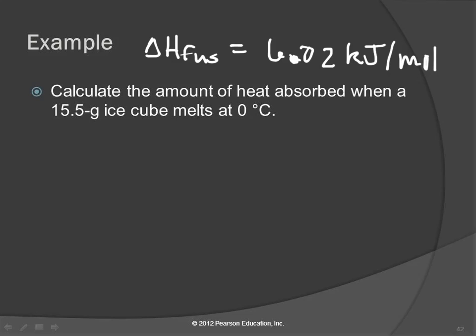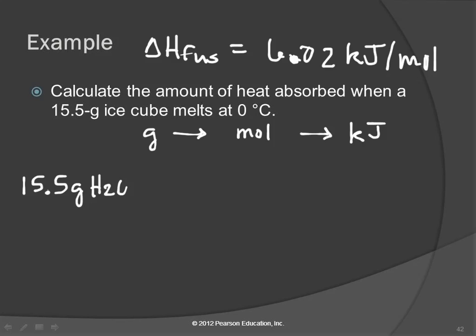So again, we have this kilojoules per mole thing. We're calculating amount of heat, and based on our experience with the previous problems, we probably recognize that the kilojoules is probably going to be good. To get to kilojoules, we need to know the number of moles, and they're giving us the mass in grams. So we're going to have to take the mass and convert to number of moles, and then we can apply the conversion factor. So this ends up being very similar to the first problem we did. 15.5 grams of water, because ice is water, it's just solid.